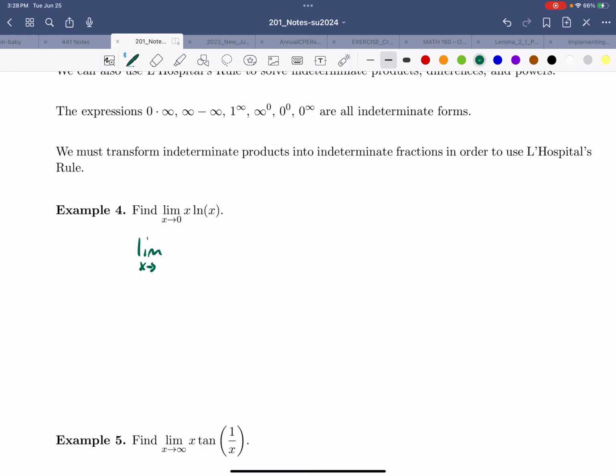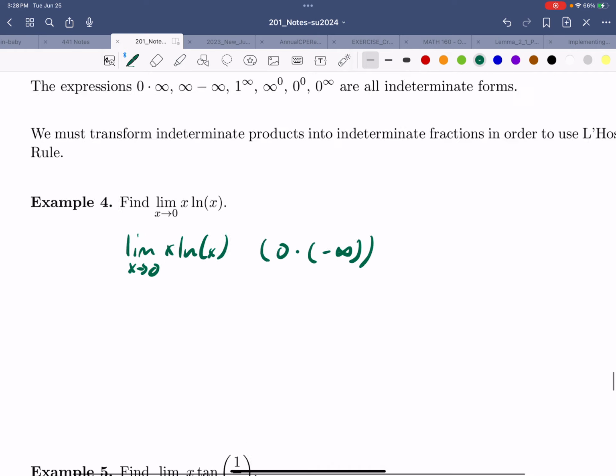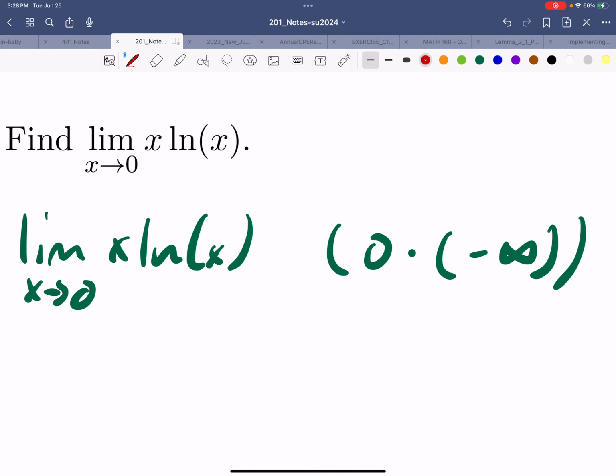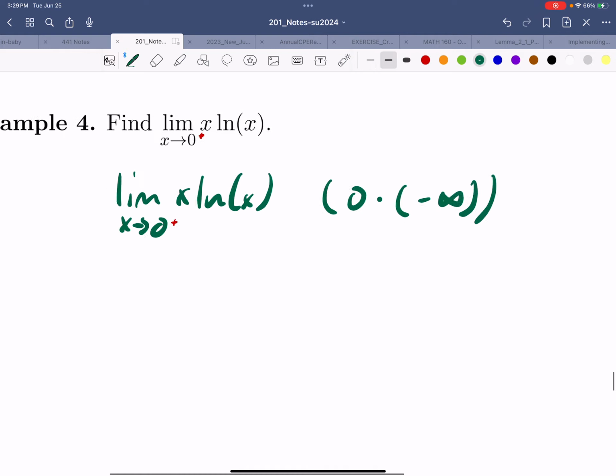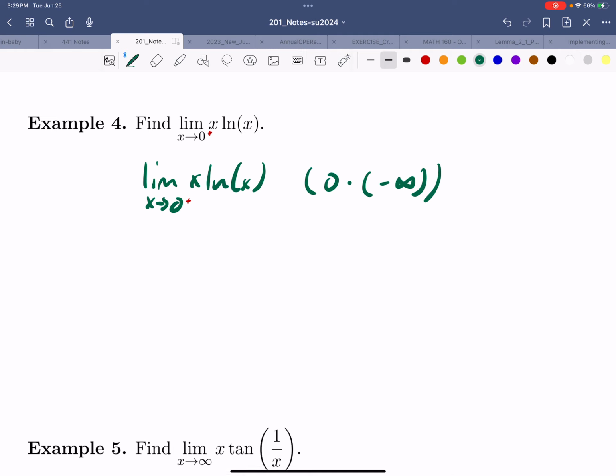Limit as x approaches 0 of x times ln of x. Well, if you try to take the limit, you get 0 times, and remember, ln of 0, you can't really plug in 0, but as x approaches 0 from the right, which we should really be writing with a plus sign, it approaches negative infinity. ln of x approaches negative infinity as x approaches 0 from the right.